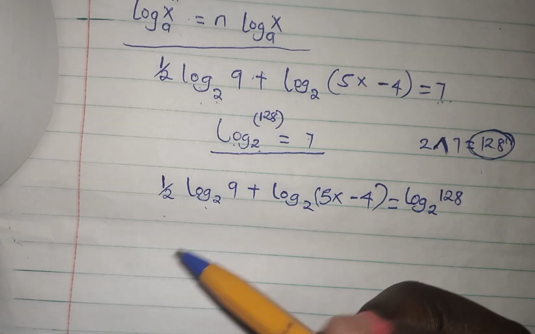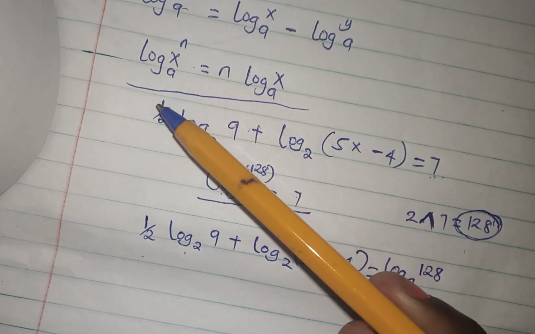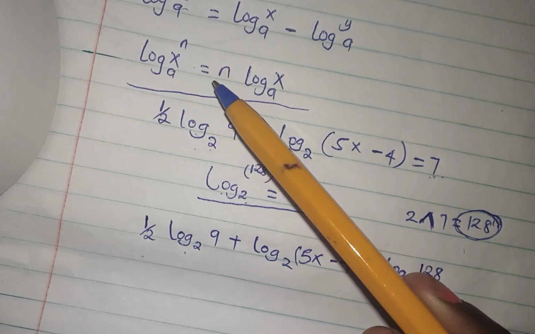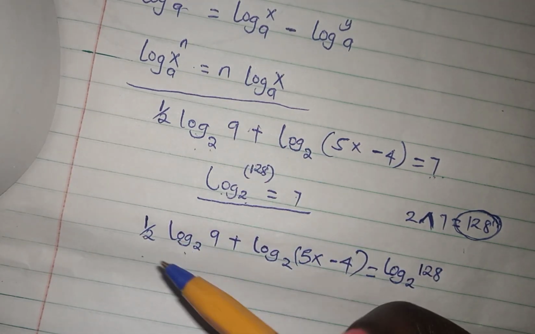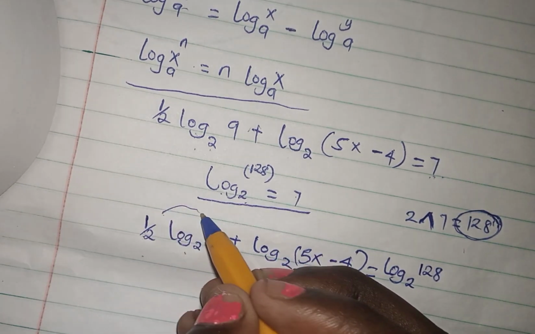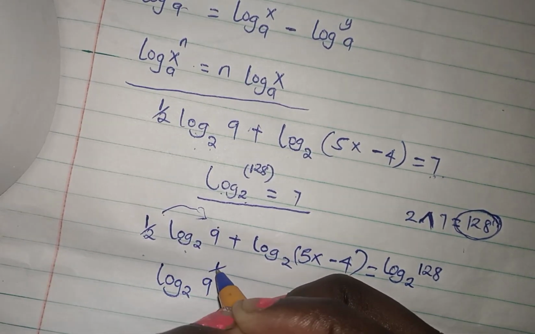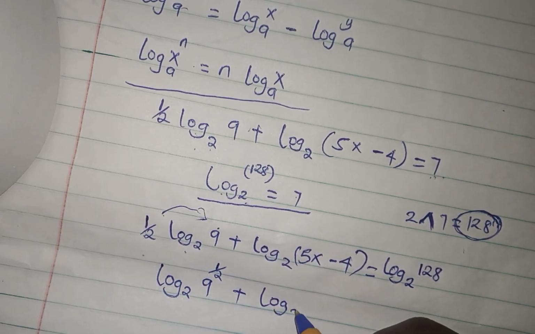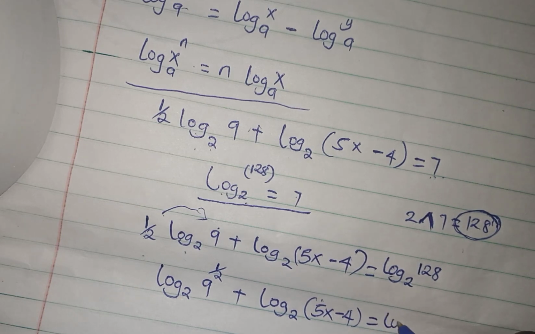Let's now solve it. We are going to apply this law above here: log base a of x to the power n. The power n comes before the log. So we are going to raise 9 to the power a half and bring it here. It will be log base 2 of 9 to the power a half plus log base 2 of (5x minus 4) is equal to log base 2 of 128.